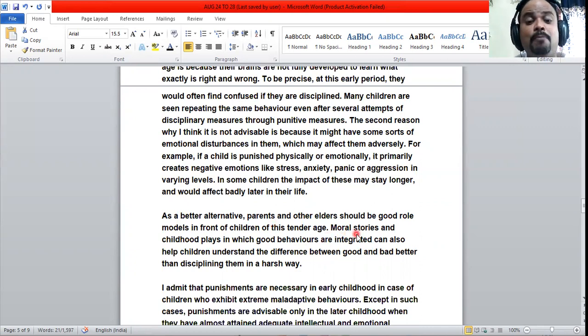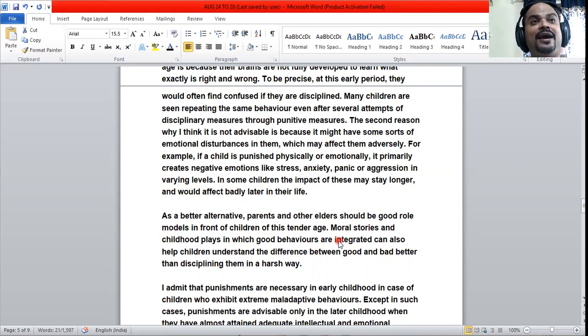Other options are moral stories and childhood plays in which good behaviors are integrated. Childhood plays, songs, dramas, role plays, moral stories, these are all methods because children are attracted to these things. They will be reading comic books, you can integrate some morals there. They'll be playing some games, you can integrate moral stories there. If you narrate a story containing a moral to the children, that's good. They will understand what is good and bad, and that is a better way of understanding.